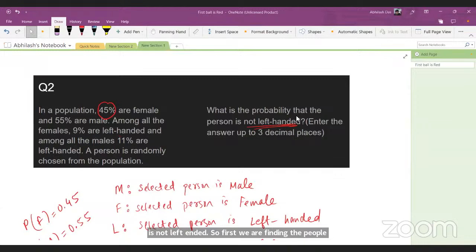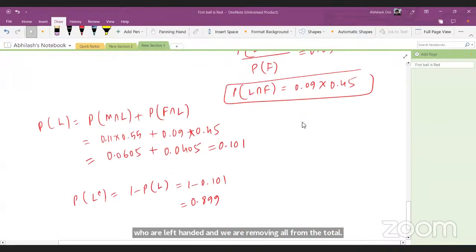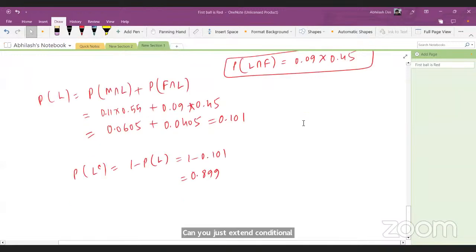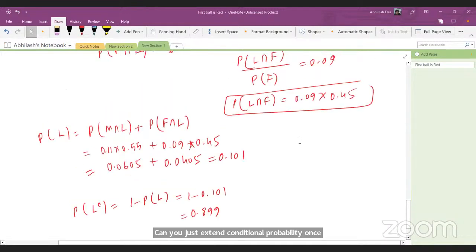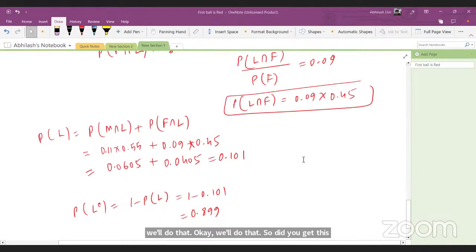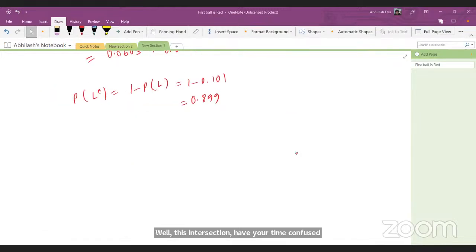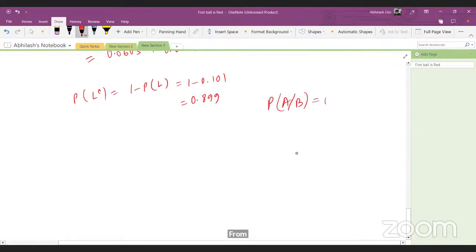Sir, can you just explain conditional probability once? Okay, we'll do that. Okay, so did you get this? Got it. Sir, this intersection, how you got? I'm confused. So conditional is like this, right? Let's say I'm conditioning on B, from probability. So how will you do this? A intersection B given probability of B, right?